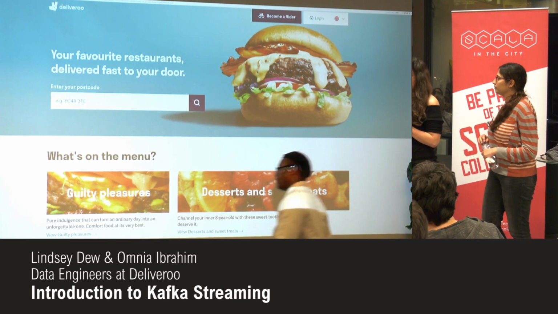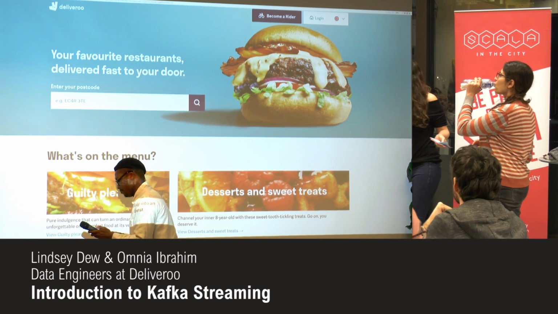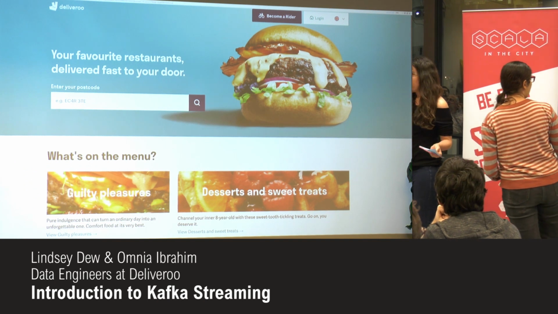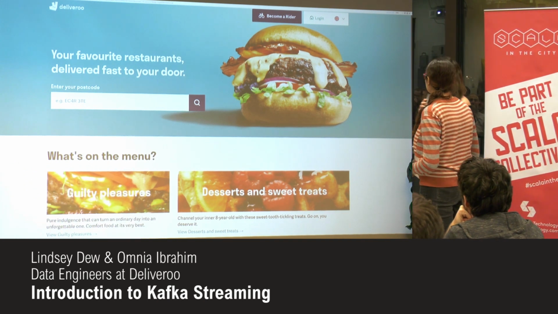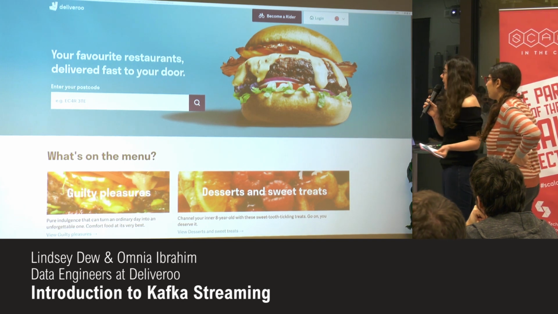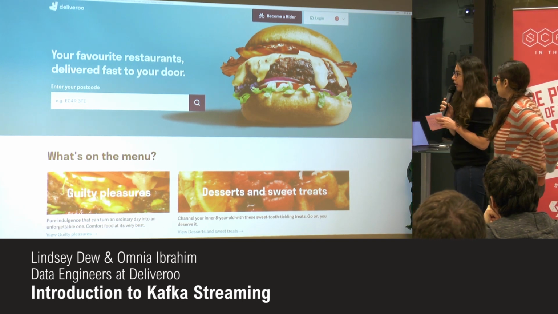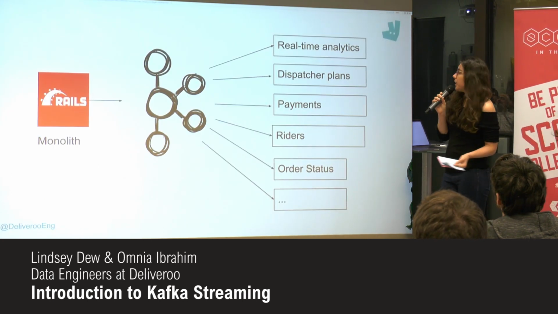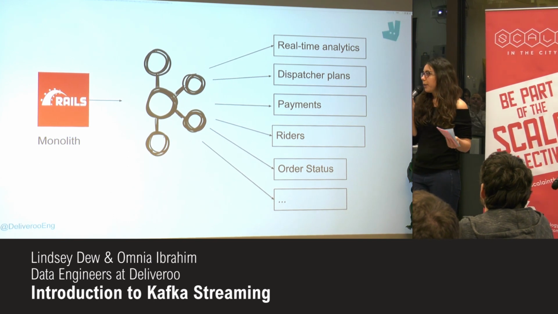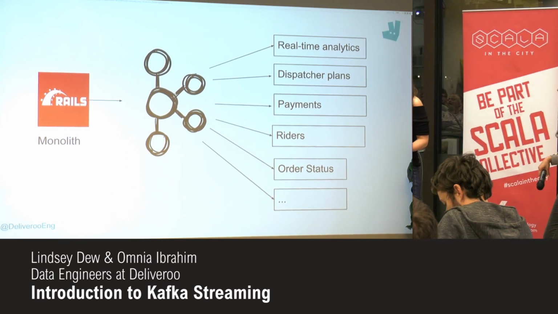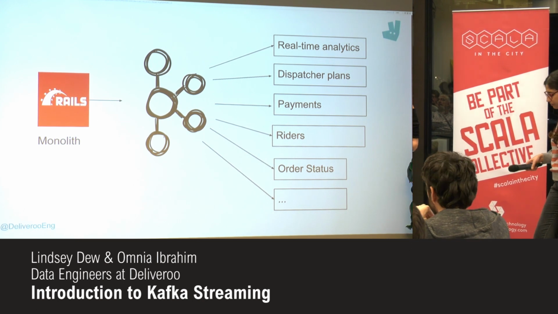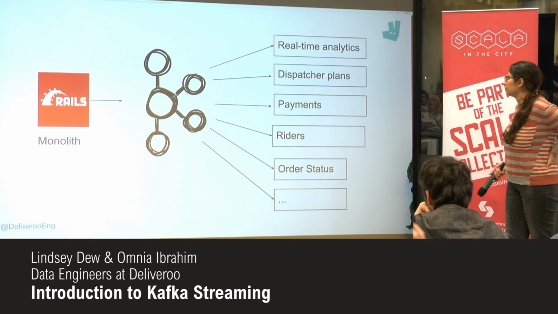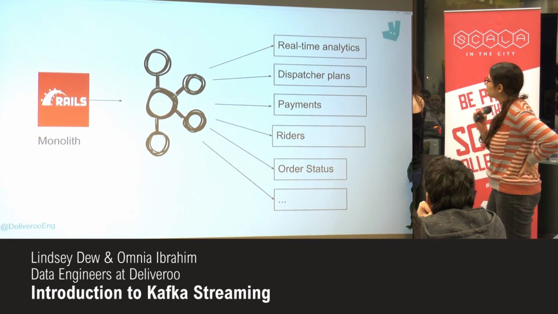So we both work for Deliveroo, and Deliveroo is a food delivery service, in case you haven't heard of us. We started 5 years ago, and from kind of proof of concept to now, we've grown really rapidly, and we're now operating in 13 different countries. What this means from a technical point of view is we're in the process of decomposing our monolith that was written in Rails into microservices so that our platform can be more easily scaled and extensible. We're using Kafka as our message bus between these services.